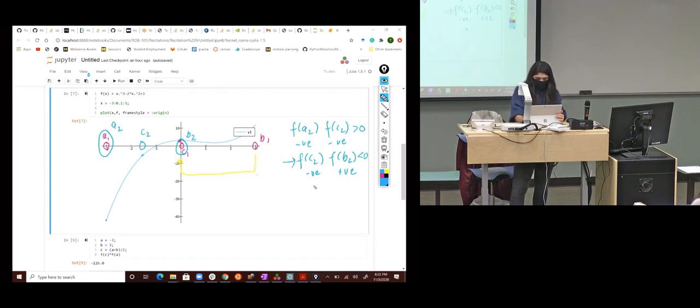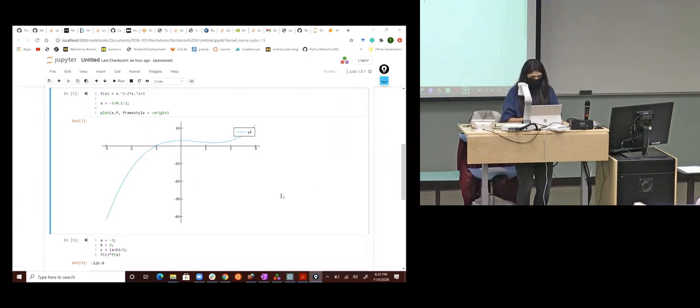When this is true, from our algorithm, our A will become our C, and B will remain the same. So then, this is getting messier, but let's say this point becomes A3, and this point remains B3. We find another C, which will be somewhere here, and we keep going, right? That's how the bisection algorithm works. Now we don't want to do it all by hand, so we will code it up.